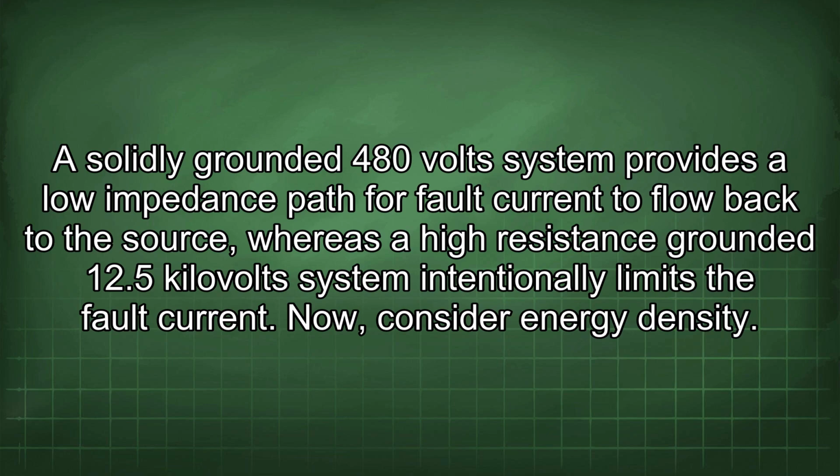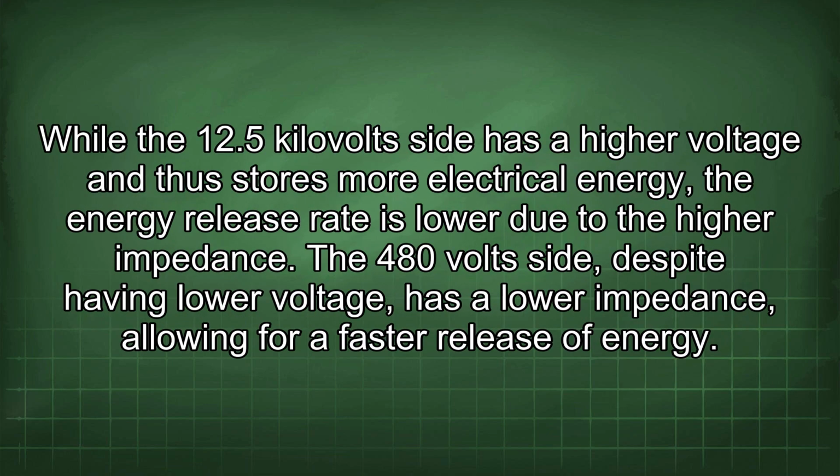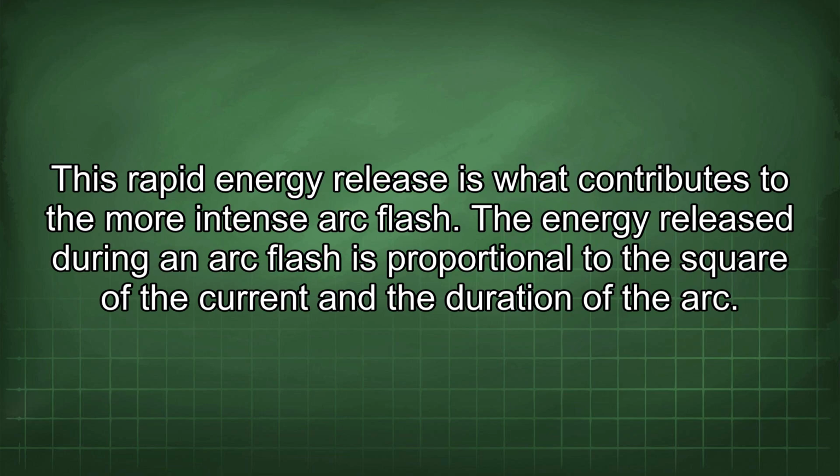Now consider energy density. While the 12.5 kV side has a higher voltage and thus stores more electrical energy, the energy release rate is low due to the higher impedance. The 480 V side, despite having low voltage, has a lower impedance, allowing for a faster release of energy. This rapid energy release is what contributes to the more intense arc flash.